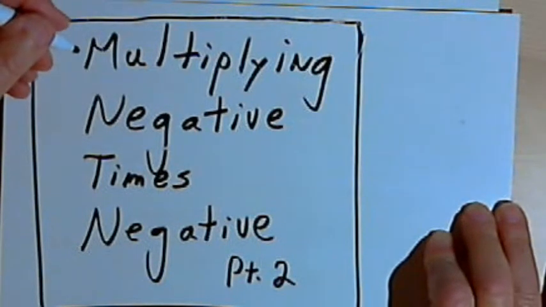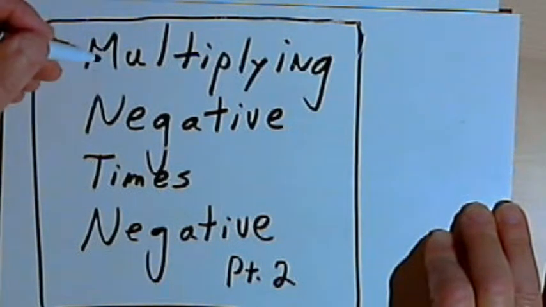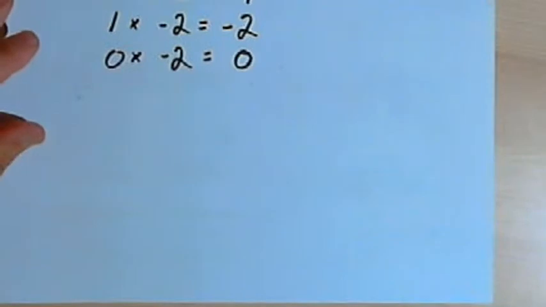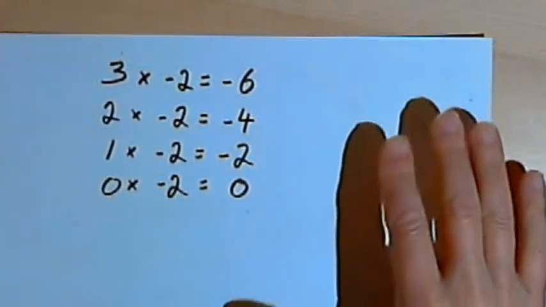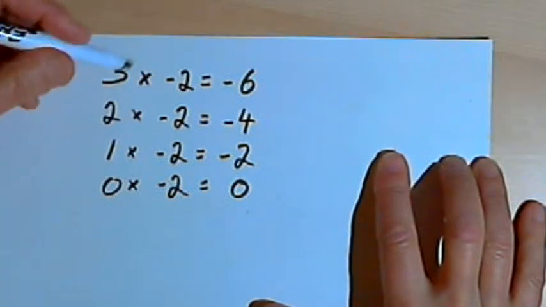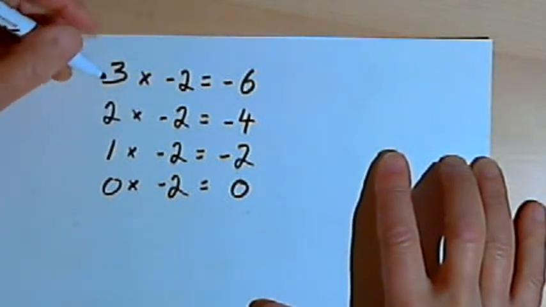And this is going to be the second video about multiplying negative numbers times negative numbers. And as in the first video, I'm going to start out with multiplying positive numbers times negative numbers and then work from there. So here I've got some multiplication facts.